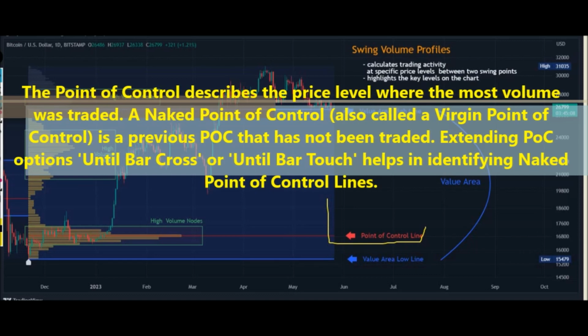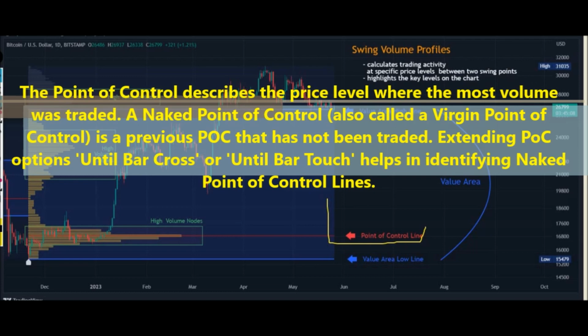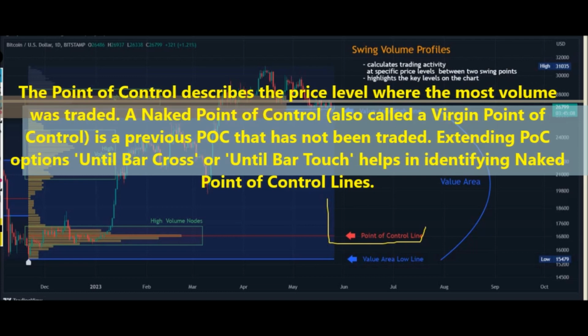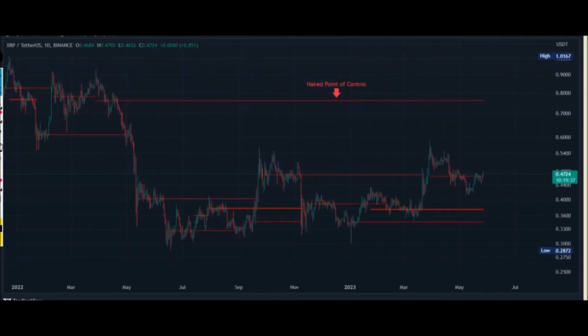Extending point of control options until bar cross or until bar touch helps in identifying the naked point of control, just as you can see on my chart right here. So this is our naked point of control, what you can see over here. It is also called the virgin point of control, and it's a previous point of control that has not been traded. So this naked point of control has not been traded.